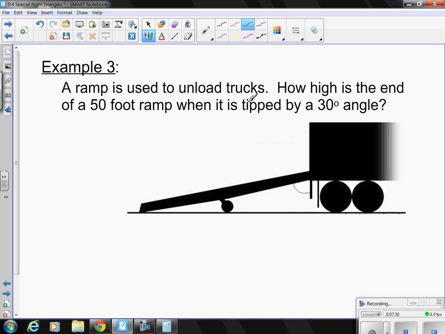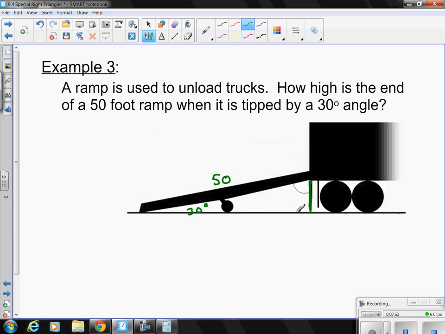A ramp is used to unload trucks. How high is the end of a 50-foot ramp? So the ramp is 50 feet when it is tipped by a 30-degree angle. So we're assuming that this is a 30-degree angle here. We want to know how high this side gets up.